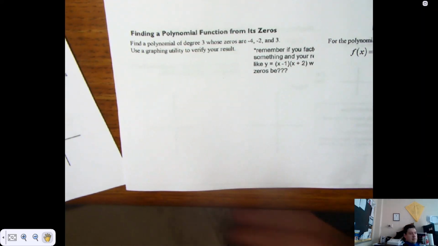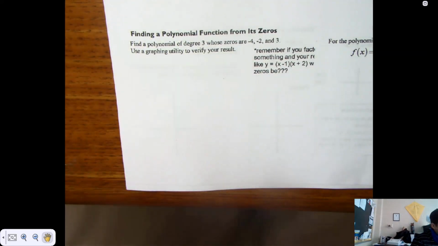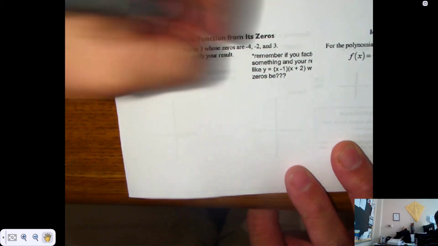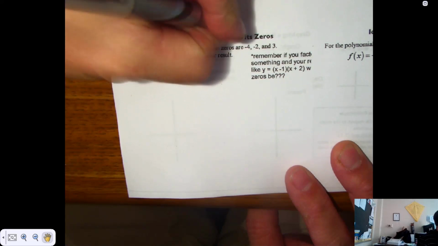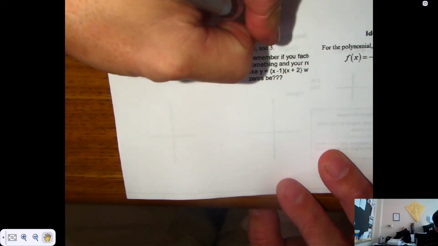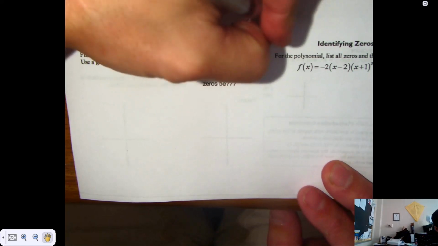Forming a polynomial function from its zeros. So we're going to form a polynomial of degree 3 whose zeros are -4, -2, and 3. So this is telling me that x equals -4 is a zero. What factor creates it? If you have x equals -4, what's the factor that creates it? Yeah, the factor is x plus 4.